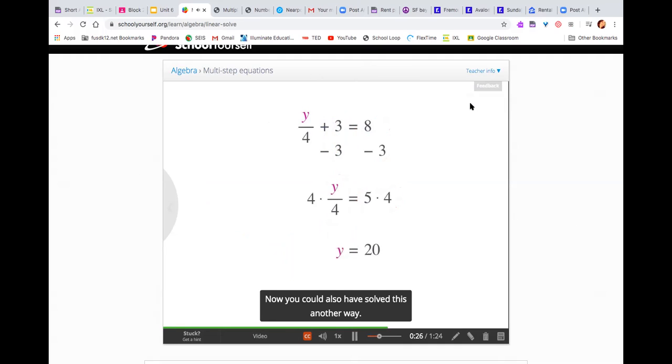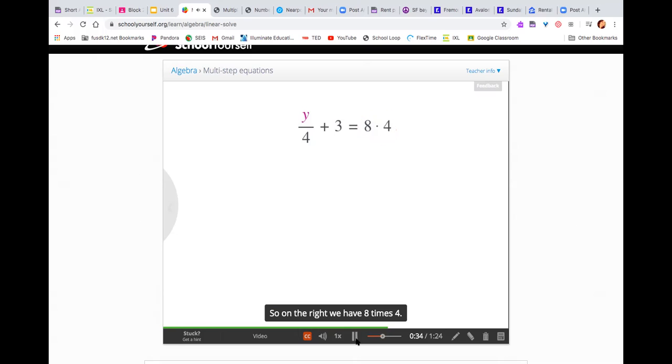Now, you could also have solved this another way. Instead of subtracting 3, let's first multiply both sides by 4. So on the right, we have 8 times 4.